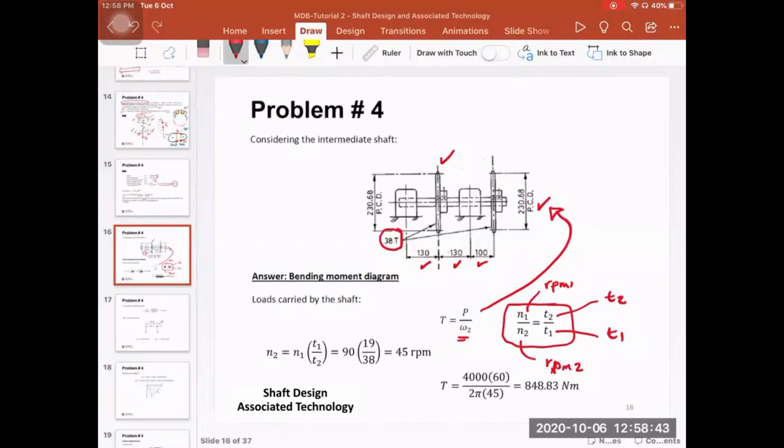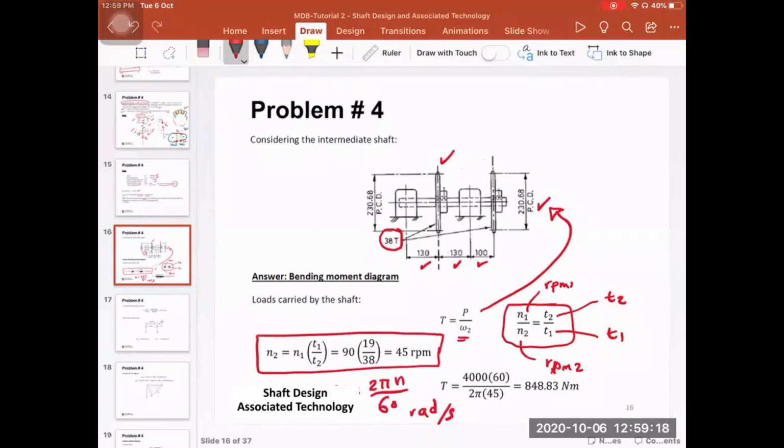Then we know the number of teeth on sprocket 1 and 2. It's 19 for 1, 38 for 2. We know the RPM for the first shaft, which is 90. So based on that, sorry, we can calculate the RPM for shaft number 2, which is 45 RPM. And again, omega is equal to 2 pi n over 60 to calculate the speed in radians per second.